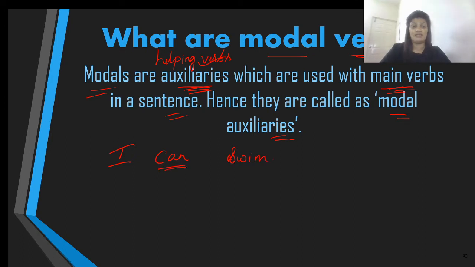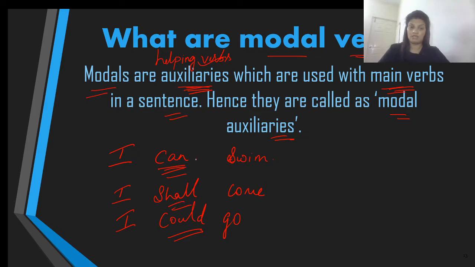Now here, can is your modal. Or if you say, I shall come. Or I could go. Now these are your modals which are used with your main verbs. And because these modal verbs help the main verbs, they are called modal auxiliaries.